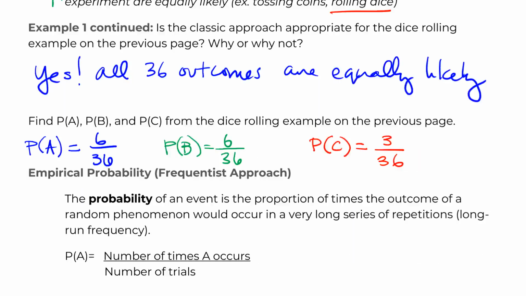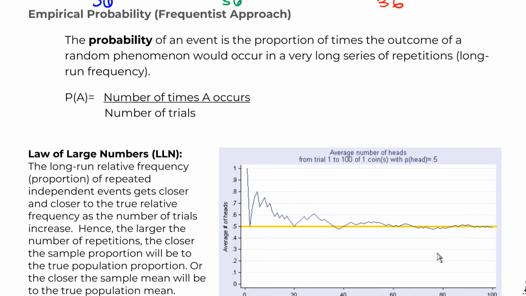All right, the next approach, this is what a lot of our statistics are based on as we move forward in the class, is empirical probability. We call this frequentist probabilities. There's frequentist and Bayesian statistics, and this class focuses on frequentist statistics. Frequentist statistics, or empirical probabilities, are based on what would happen in the long run.